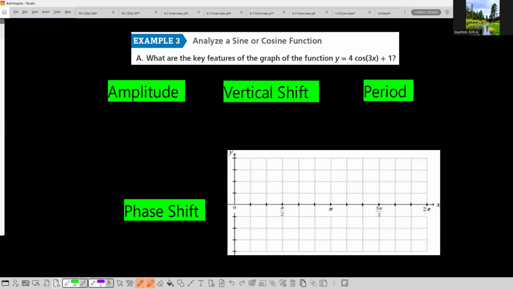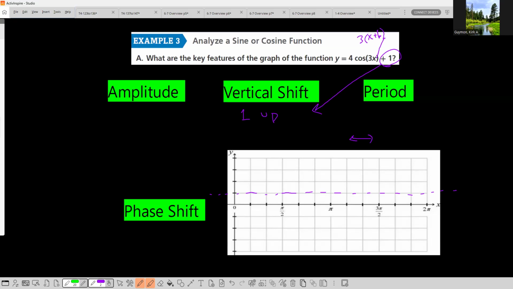Continuing from there, now they ask us to find all the key features. So my vertical shift is this one up. That's like we're going to move our midline. I like to always start with that. Then we don't have any horizontal shift. It would have to be like 3 times x, and this h here would have to have a number if we were going to move the graph left and right.